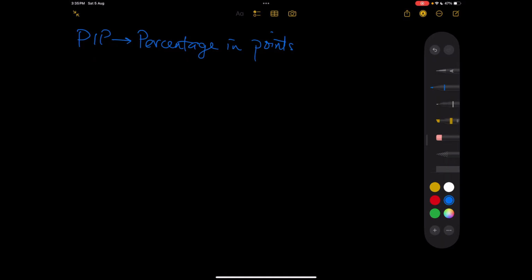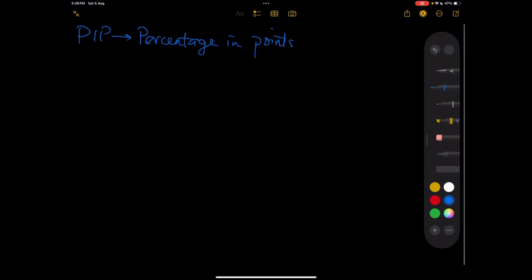Now, I think in crypto we use percentages, but in forex we use pips. You actually classify the increase in the value of a currency by pips. That's why I see people say this pair has risen up to 100 pips, this pair has done 400 pips, and so on. So that's the meaning of pips: percentage in points.